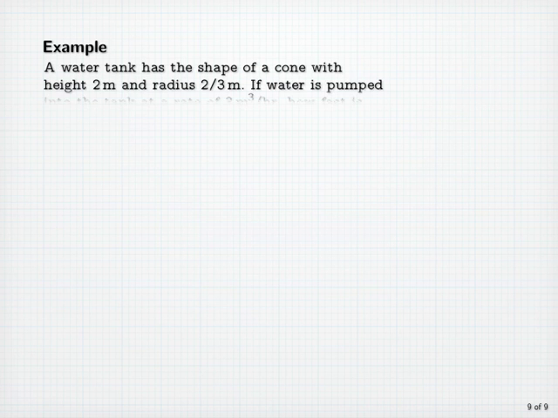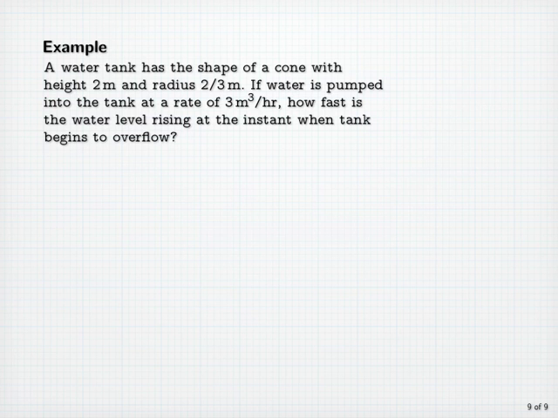Here's one more example of a related rates problem. A water tank has the shape of a cone with height 2 meters and radius 2/3 of a meter. If water is pumped into the tank at a rate of 3 cubic meters per hour, how fast is the water level rising at the instant when the tank begins to overflow?